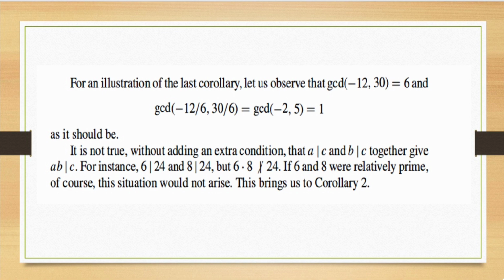So it is not true, without adding an extra condition, that a is divisible by c and b is divisible by c together give a times b is divisible by c. For instance, 6 is divisible by 24 and 8 is divisible by 24, but 6 times 8 is not divisible by 24. So if 6 and 8 were relatively prime, of course, this situation would not arise. This brings us to corollary 2.